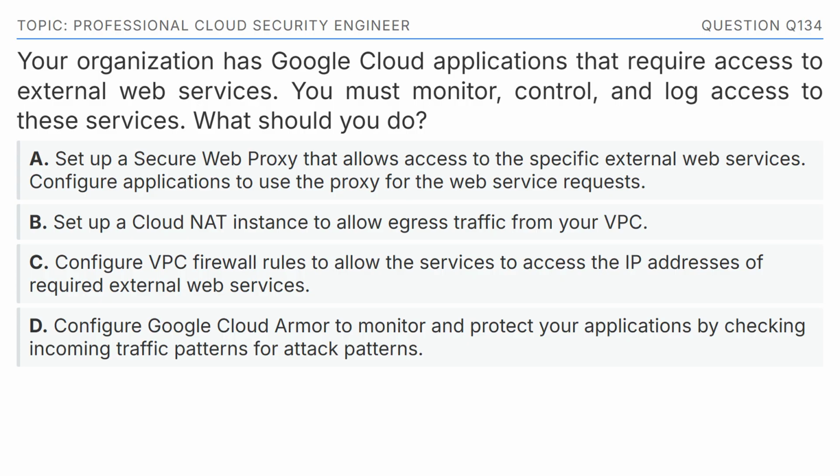Option B, set up a Cloud NAT instance to allow egress traffic from your VPC. Option C, configure VPC firewall rules to allow the services to access the IP addresses of required external web services. Option D, configure Google Cloud Armor to monitor and protect your applications by checking incoming traffic patterns for attack patterns.